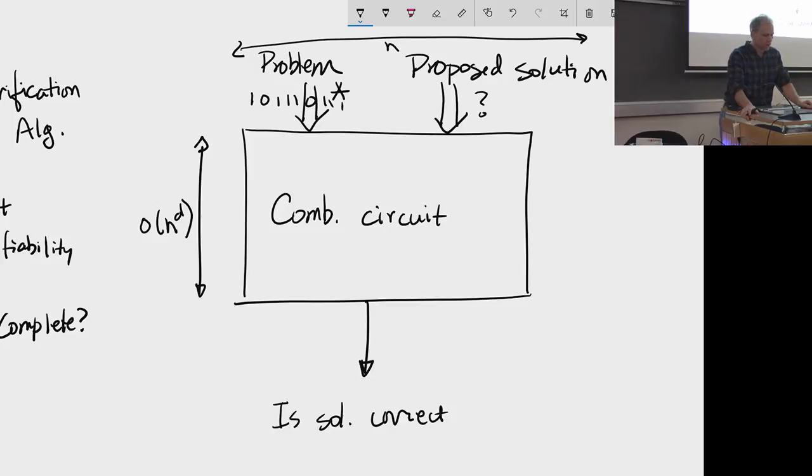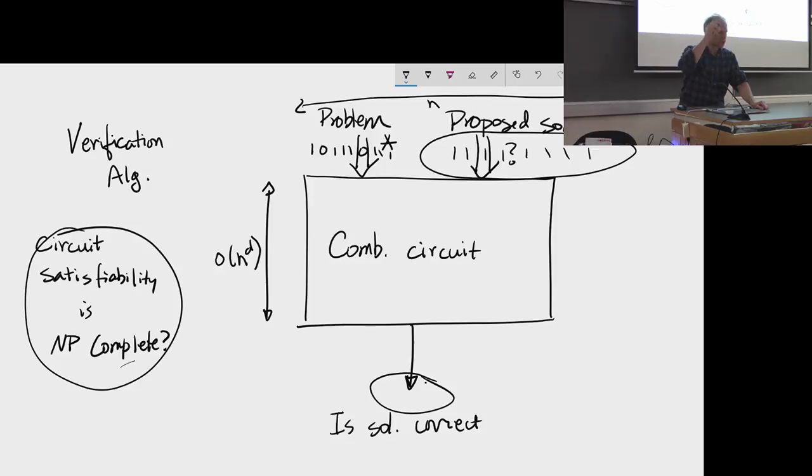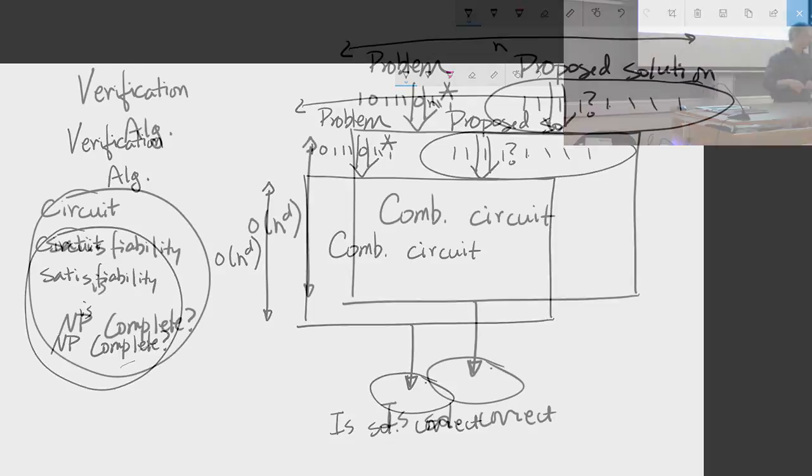The circuit satisfiability algorithm takes this circuit and says, okay, there's a bunch of inputs here. Is there a way to set those inputs that makes a 1 come out the bottom? And that's what the circuit satisfiability algorithm does. It finds a way to set these to trues and falses such that a 1 comes out the bottom, thereby finding the solution.